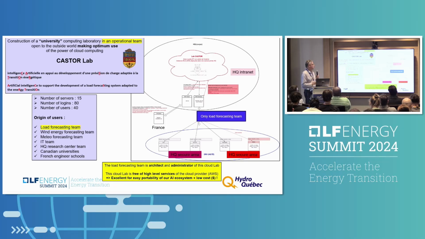And the strategy to go to deep learning from this prototype was to construct a university computed lab in our operational team, which is open to the outside world, making optimum use of the power of cloud computing. So now we have in this lab, firstly the load forecasting team, but now we have also the wind energy forecasting team, the meteo forecasting team, and IT team, and some people of the HQ Research Center team, and Canadian University, and some students from France have also used this lab by using a protocol.